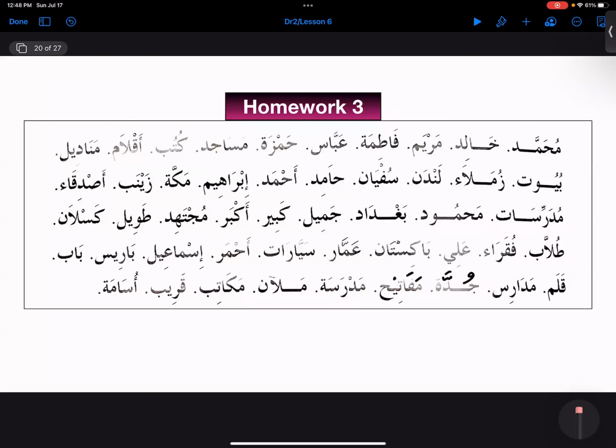So Muhammad. Fully flexible. Yeah, so Muhammadun. Okay. Khalidun. Khalidun is an Arab word. Oh, Arab word, yes. Mariamu. Partly flexible. Fatima. Abbasun. Fully flexible. Hamza. Masajidu. Kutubun. Aklamun. Manadilu. Buyutun. Zumala.